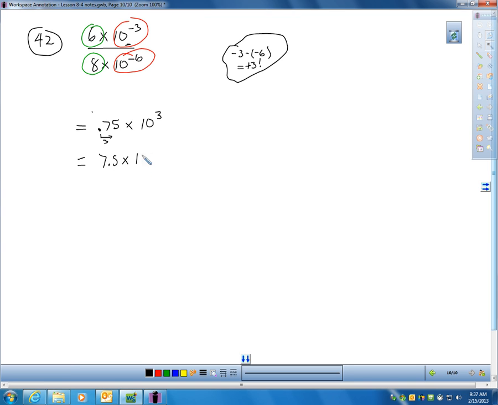Do you understand that when I move the decimal from here to here, I just moved it one of those 3 places? I still would have to move it 2 places to the right. So the correct answer for 42 in scientific notation would be 7.5 times 10 to the second.